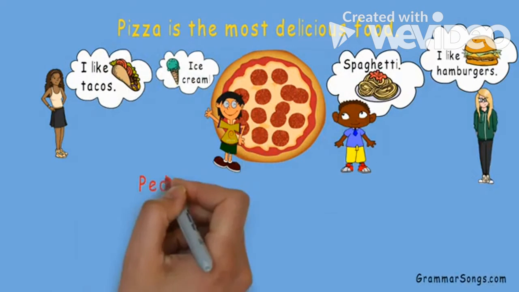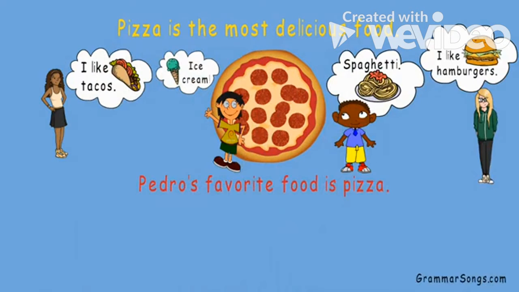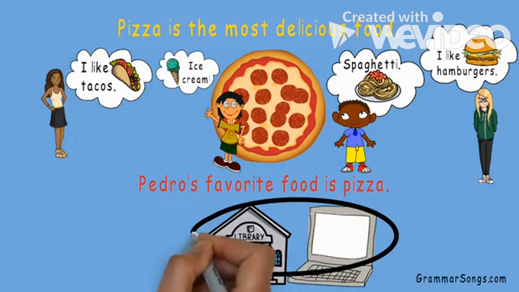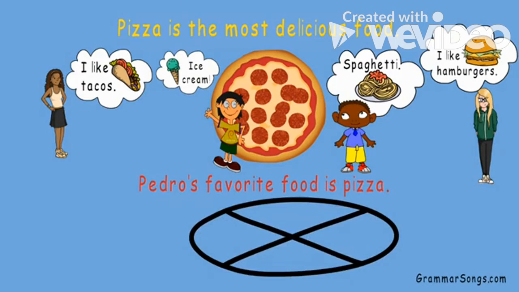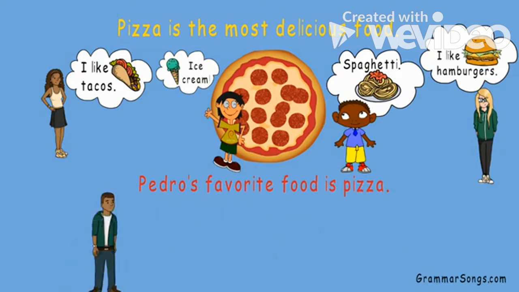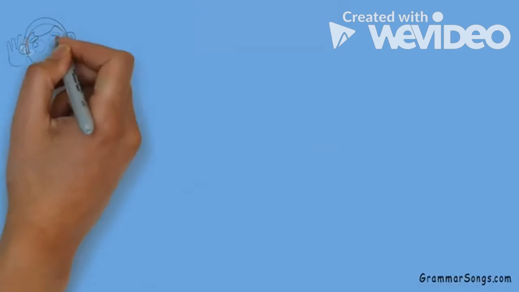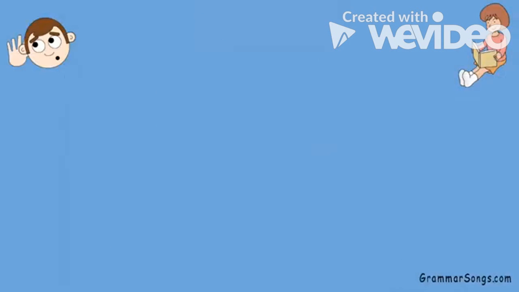But if I say Pedro's favorite food is pizza, I would be stating a fact. I wouldn't need to go to the library or use online sources. I could just ask Pedro, and I could prove this statement to be true. What is your favorite food, Pedro? Pizza. When you're listening or reading, there are a number of signal words that can help you recognize a statement that might be an opinion.